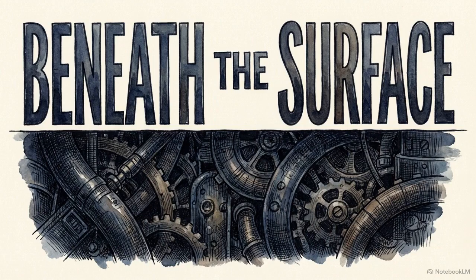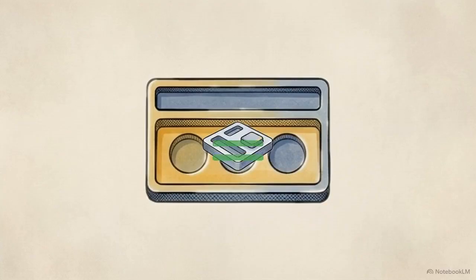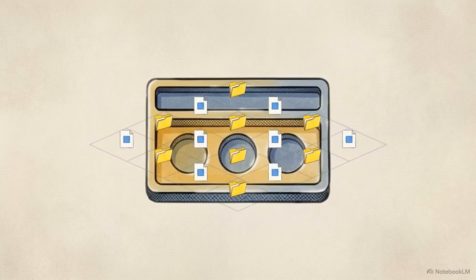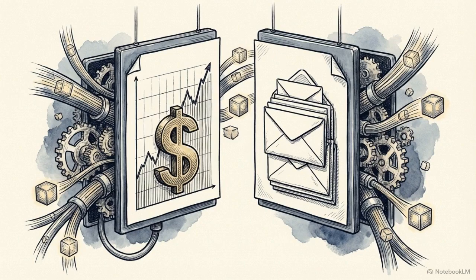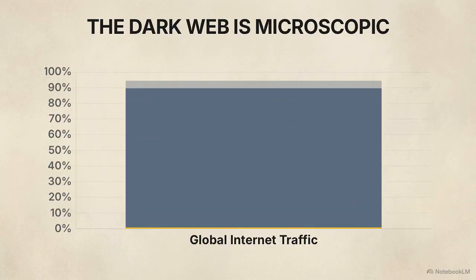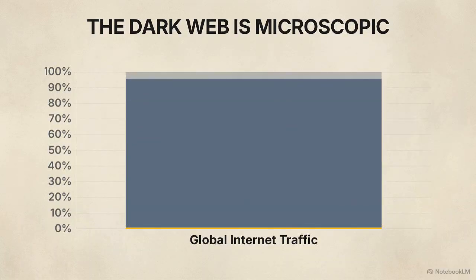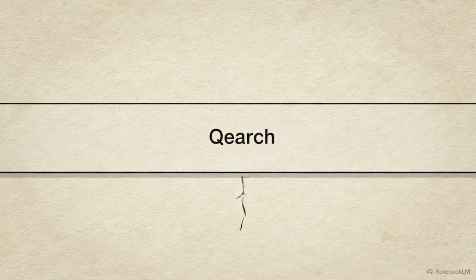Chances are the specific server you just reached is part of the deep web. That term sounds intimidating, but it simply refers to any data hidden behind a login screen, like your banking portal or private emails. That is completely different from the dark web, which makes up only a tiny fraction of global traffic and requires specialized browsers to access. Public search engines like Google only index the surface layer.